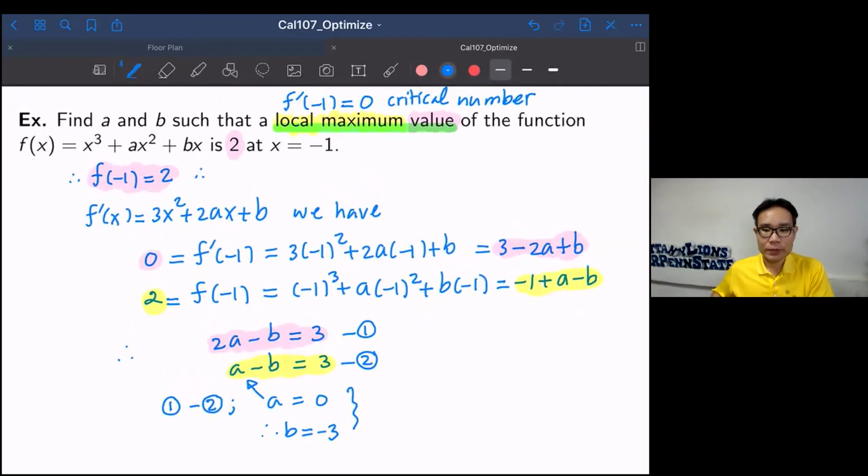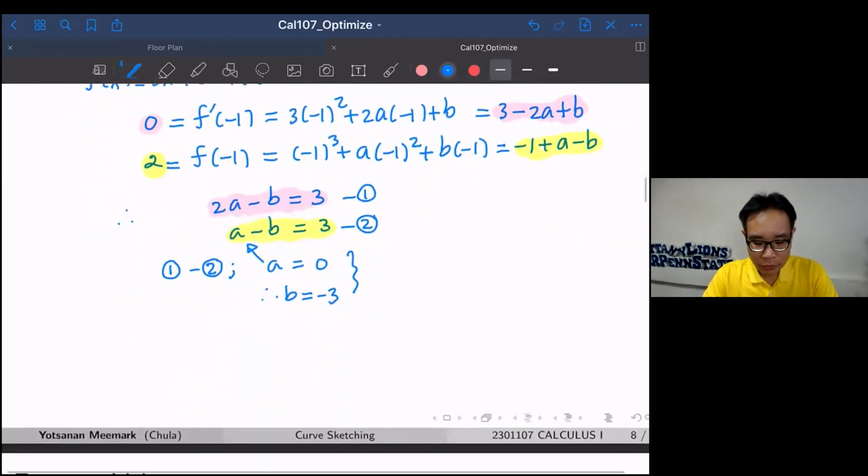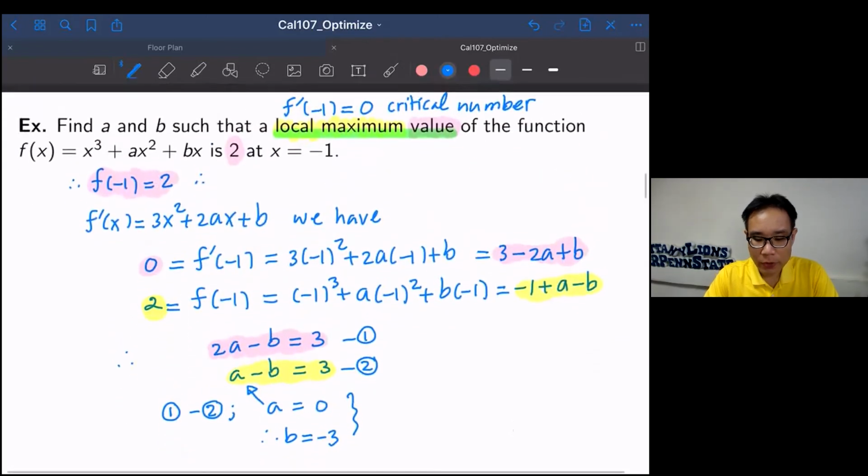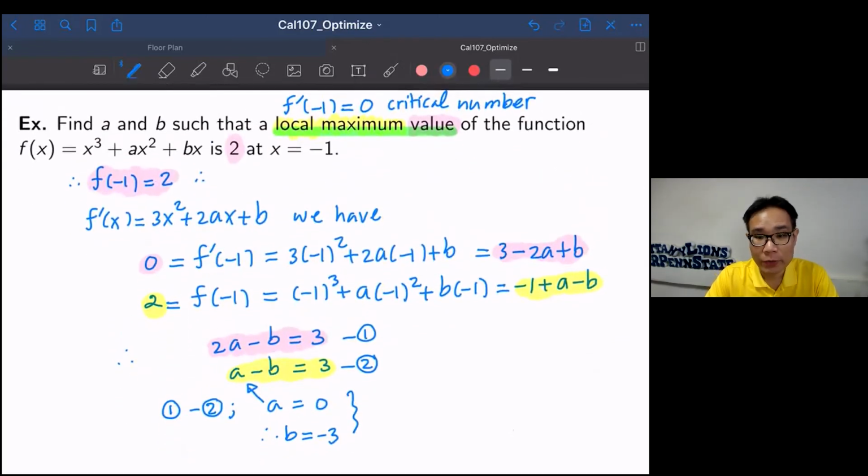Okay, so I'm gonna stop here. The next time we're gonna talk about the extreme value, and we're gonna talk about optimization.